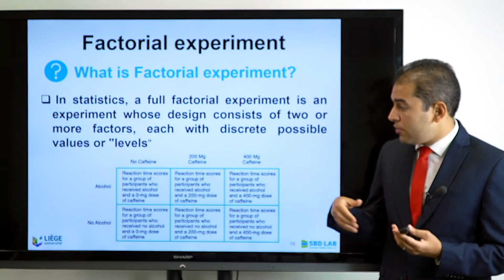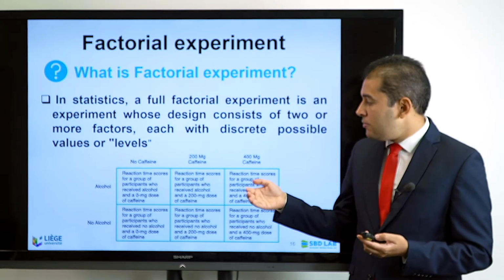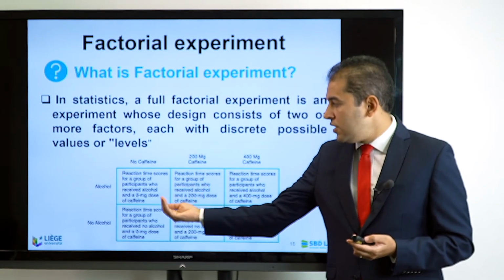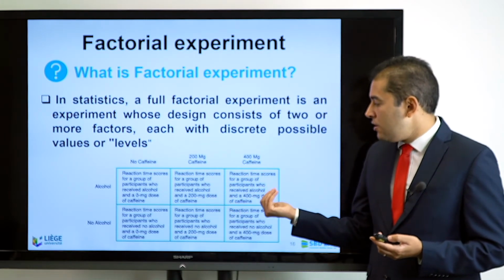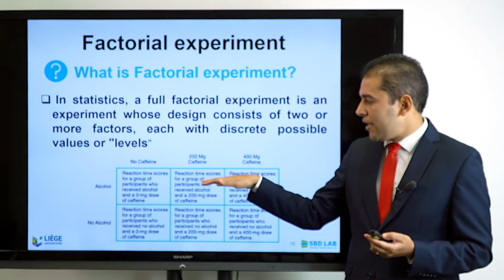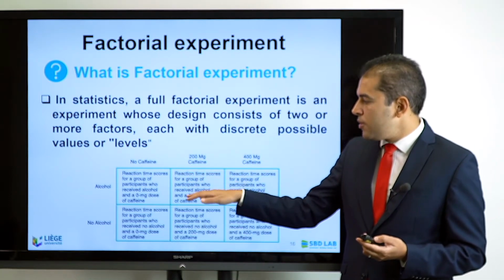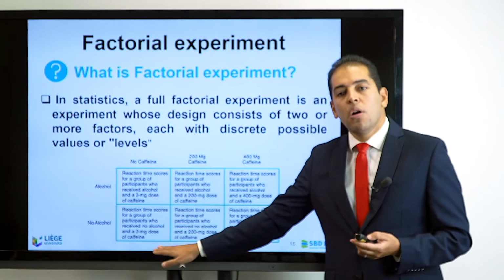And here there is an example. For example, I have a discrete factor that I am testing: not drinking caffeine, drinking 200 milligrams of caffeine, drinking 400 milligrams of caffeine. This is a factor on two levels, one for people who have alcohol consumption and people who have no alcohol consumption.